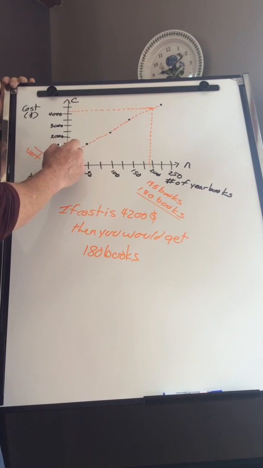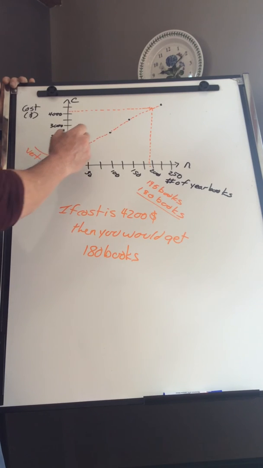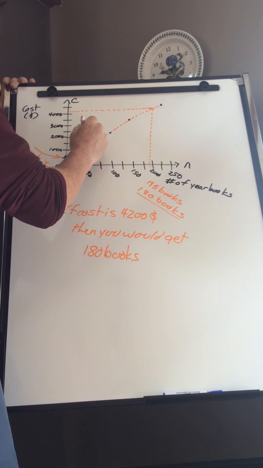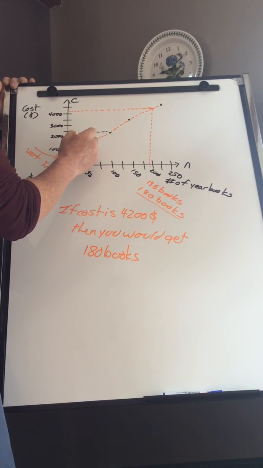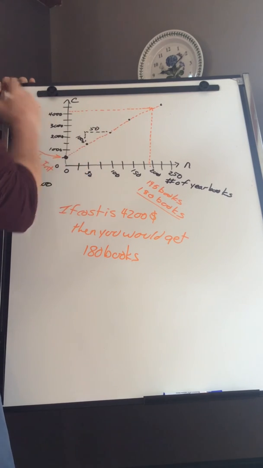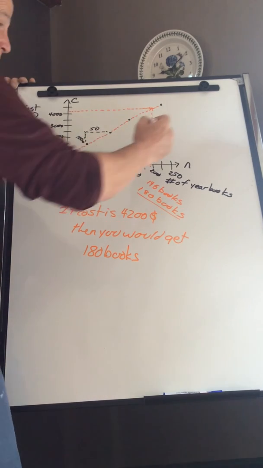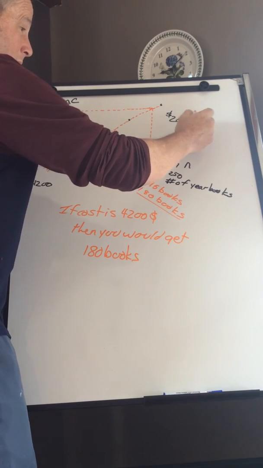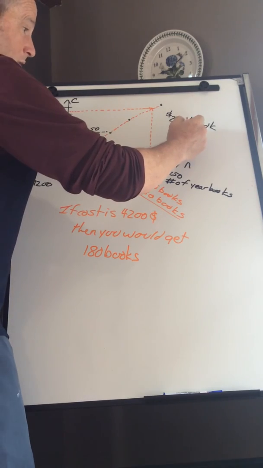That would just be doing the rate of change, cost per book. Easy enough to figure out because you just do this. We go up 1,000, over 50. And that would give me $20 per book. Plus I have my initial fee of $500.